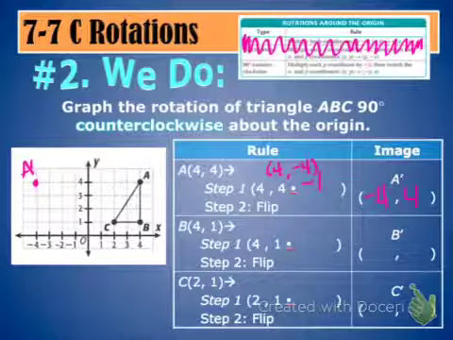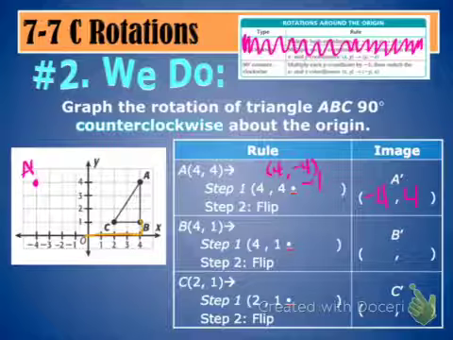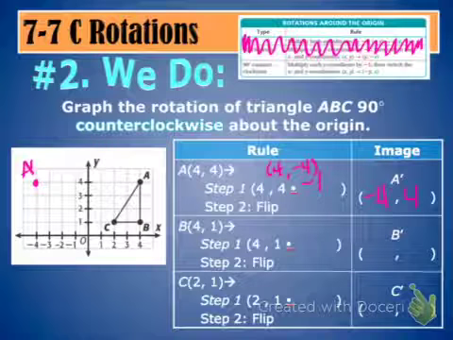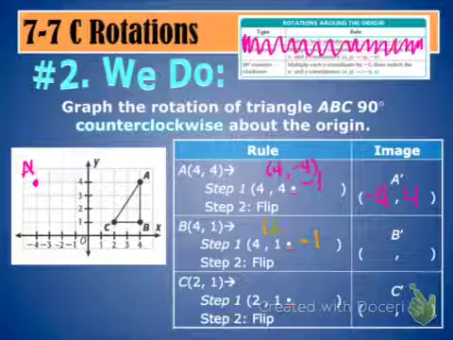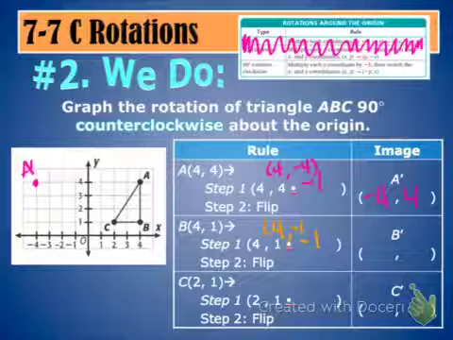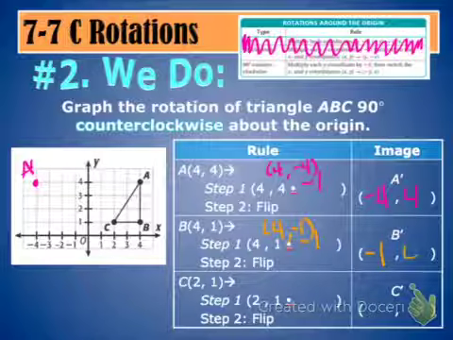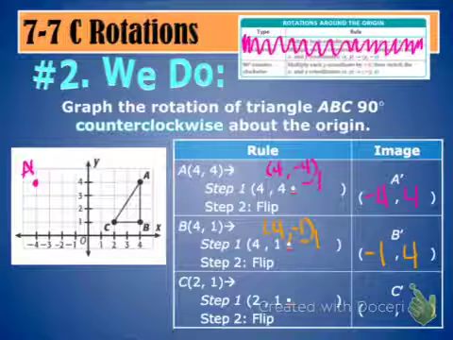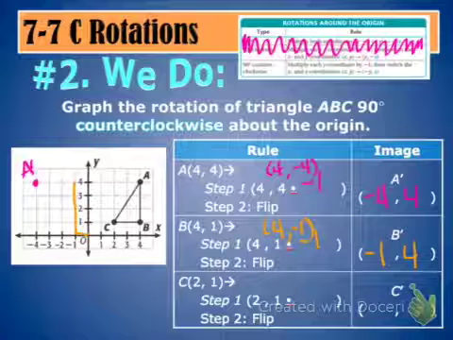So our next point, point B, is originally located at 4, 1. To do the first step, we're going to multiply the y coordinate of 1 by -1, which makes this new coordinate 4, -1. But to do the full rule, we have to actually flip that. So our coordinate's going to be located at -1, 4. Over on my graph, I'm going to go to -1, 4, and that's my point for B prime.